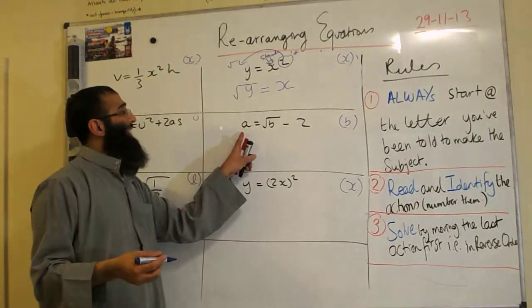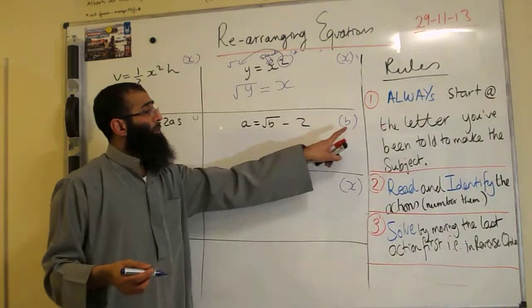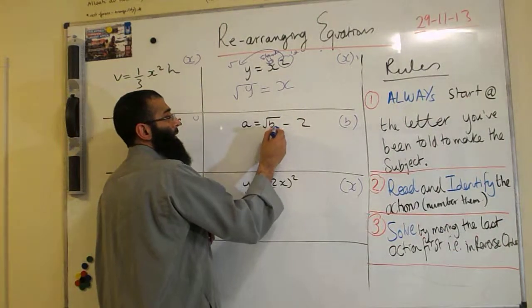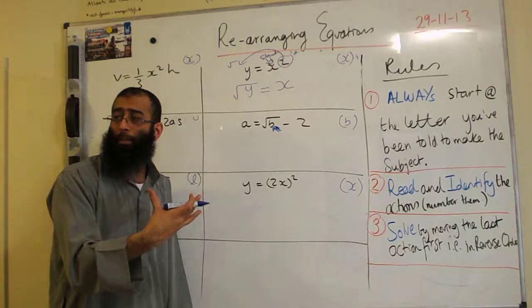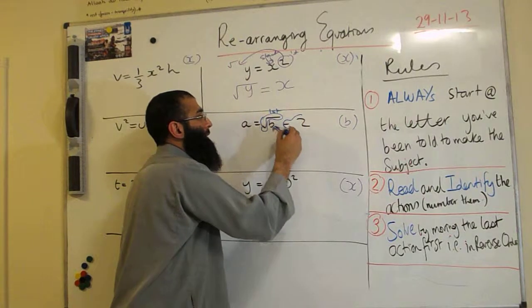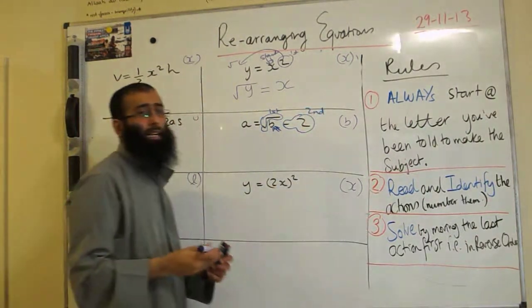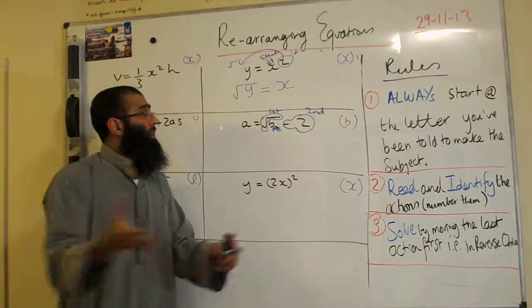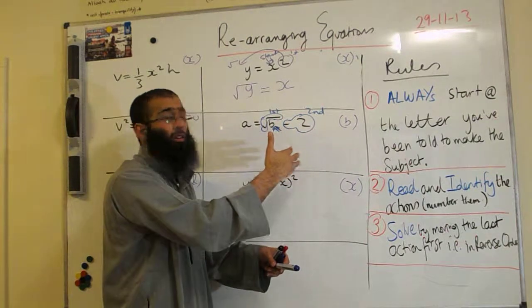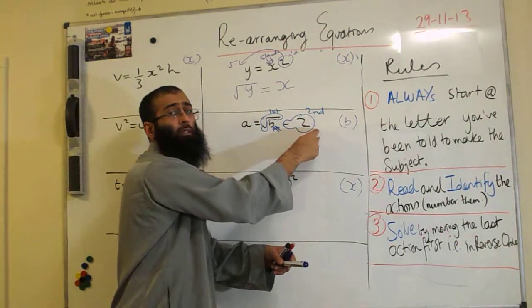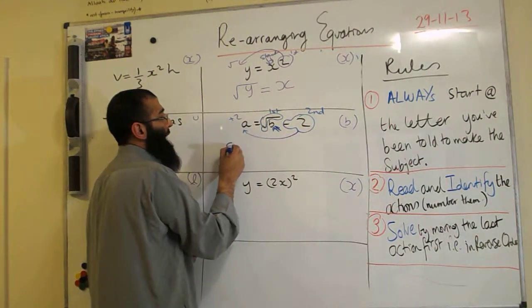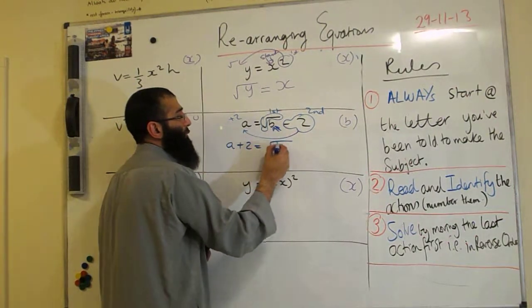The next question, we have a is equal to the square root of b minus 2. We have to make b the subject, so we start at b. When you start at b, what's the first thing acting on b? The square root. First action. The second action is minus 2. So we have started at the b, we have identified first and second action, we've labelled them. Now we solve by moving the last action first, which is the second action. That has to move first. So the opposite of minus 2 is plus 2. So we have a plus 2 is equal to the root of b.